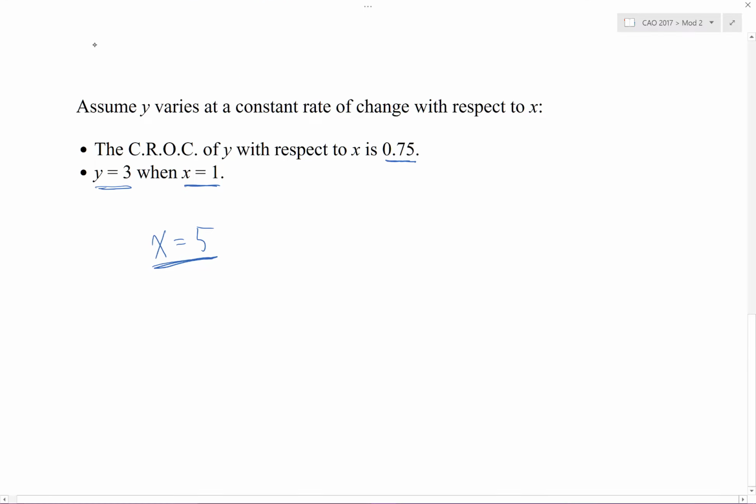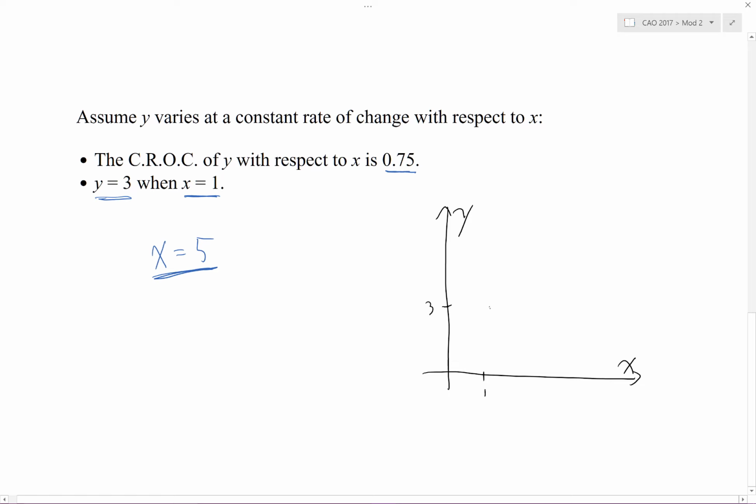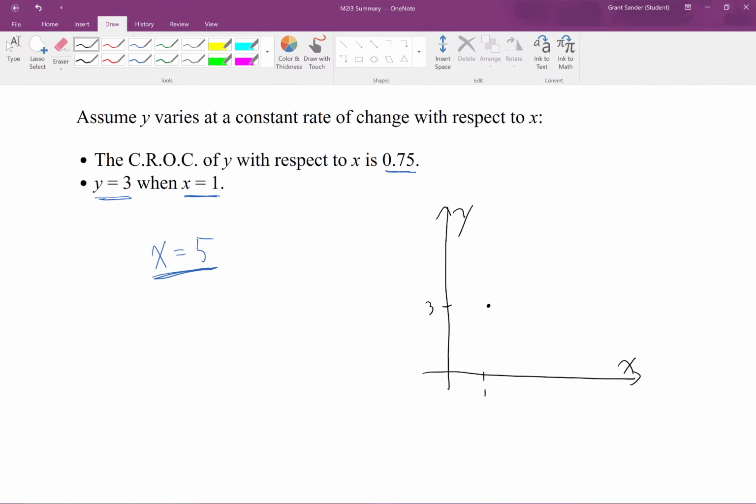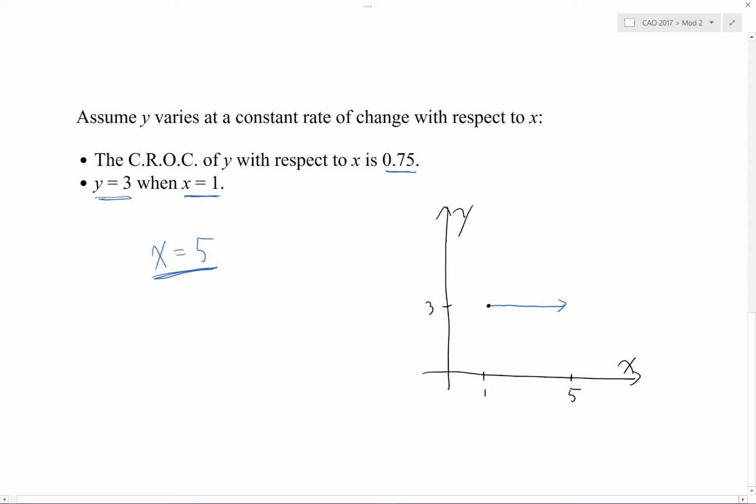So what we'll do is do a little doodling to keep track of the quantities. So we'll graph x and y. We know that when x equals 1, y is equal to 3. Now, if x equals 5, we can imagine increasing from x equals 1 to x equals 5. So we can imagine x increasing from 1 to 5, represented by this blue vector. And what we know is this change in x can be computed as 5 minus 1, which equals 4.